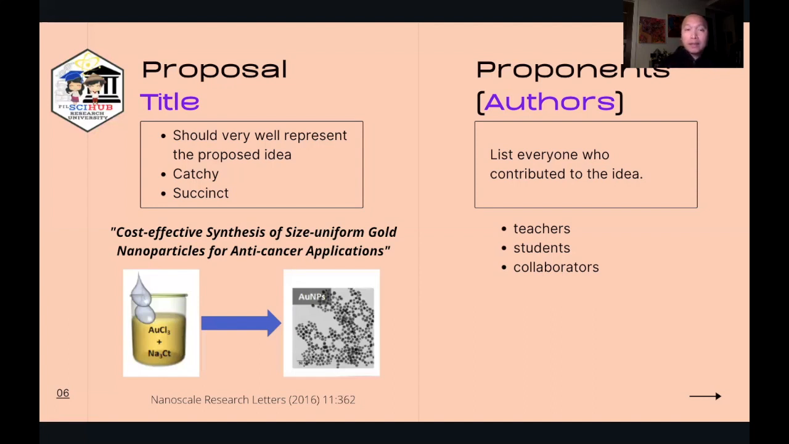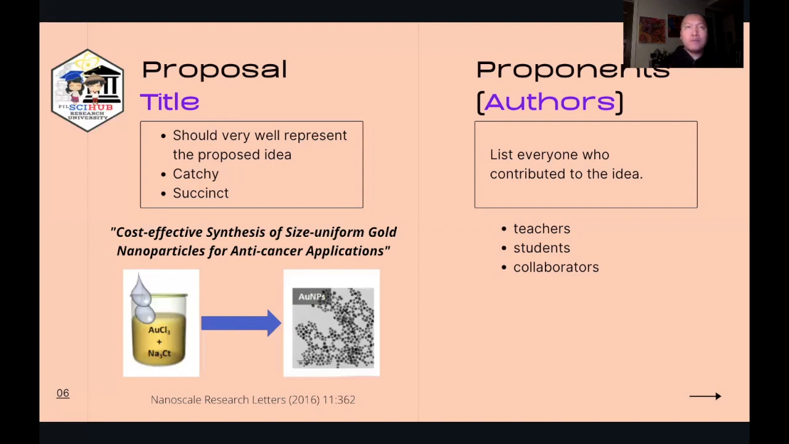So yung idea po natin is that we are developing size-controlled and size-uniform nanoparticles in a cost-efficient manner in order to produce materials that can be used as anti-cancer agents. So how can you write up what would make for a catchy or interesting proposal title? This is something that I can provide as an example. Say, cost-effective synthesis of size-uniform gold nanoparticles for anti-cancer application.